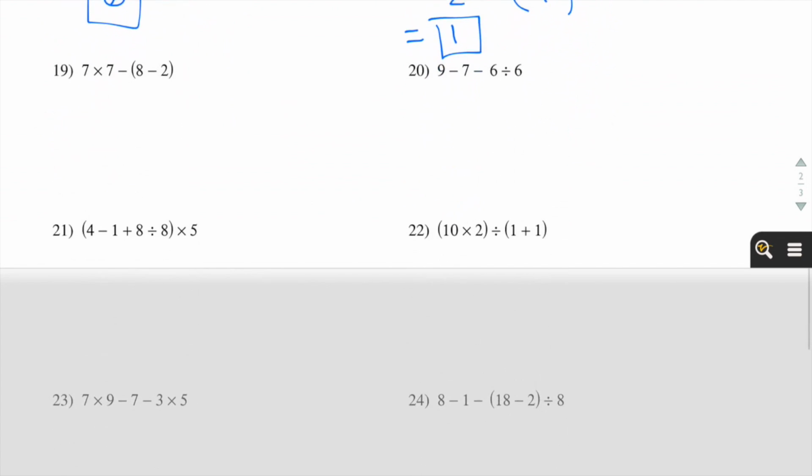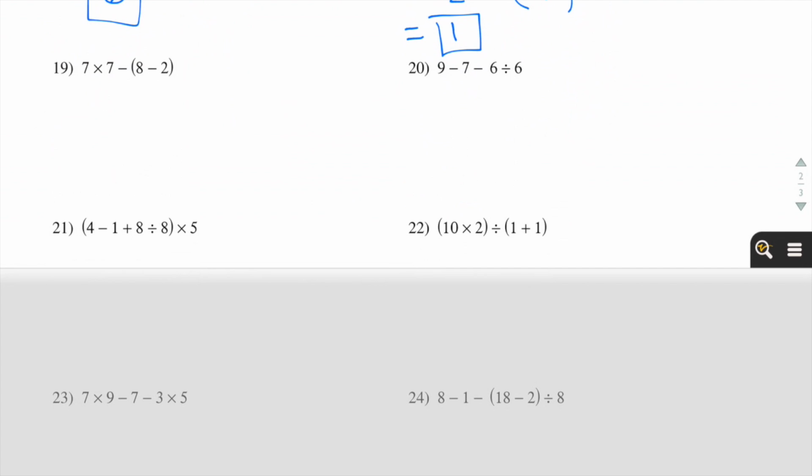Okay, number 19. 7 times 7 minus, in parentheses, 8 minus 2. Again, we're going to do the parentheses first. 8 minus 2 gives us 6. Then we have to do the multiplication before we do the subtraction. 7 times 7 gives us 49 minus 6. What we end up getting for this is 43 as our final answer.